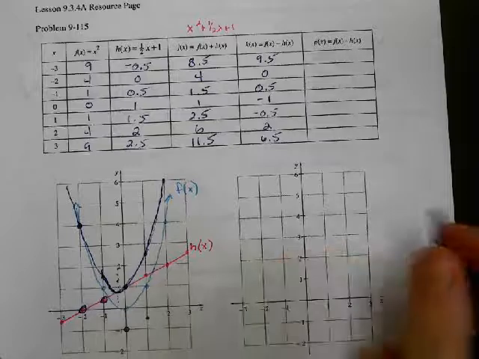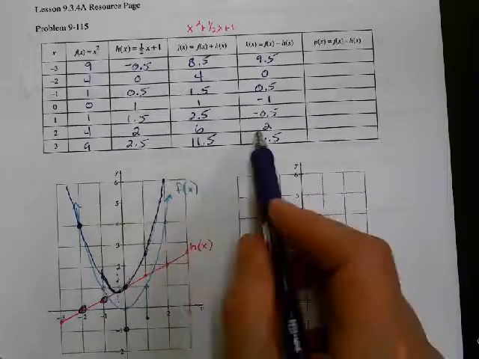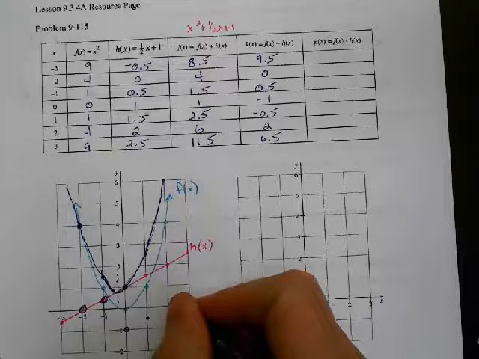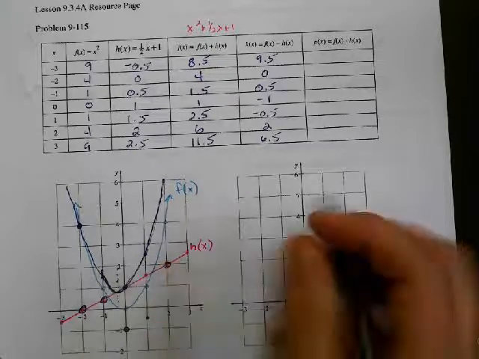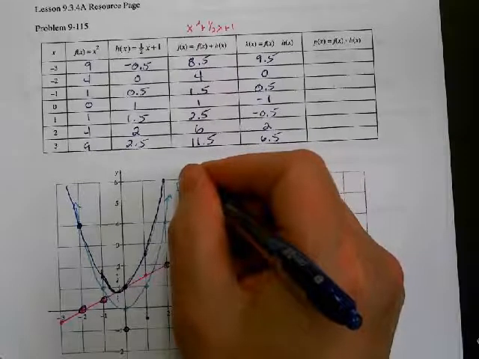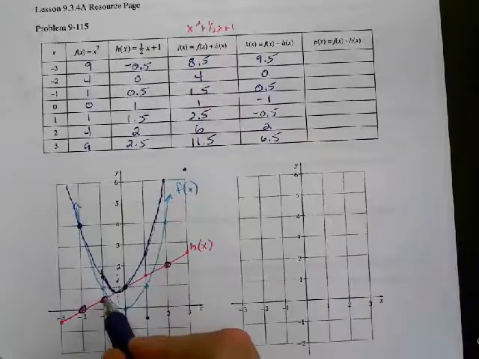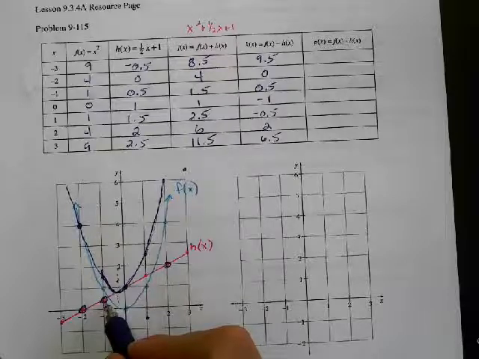Next one would be at 2. 2, right here. Next one would be at 6.5. That'd be right here. I think I messed up somewhere in here. Pretty sure I did. Maybe I messed up here. I don't know.